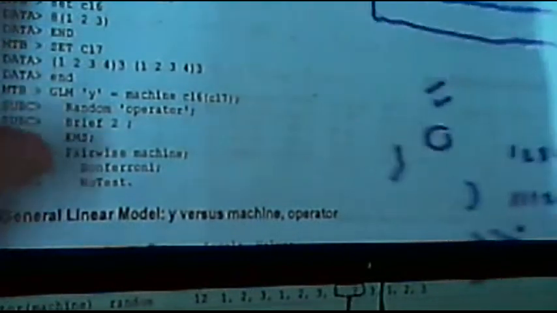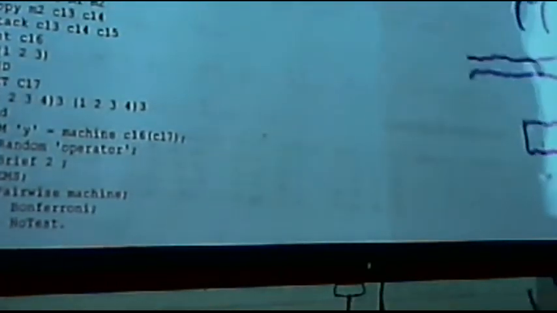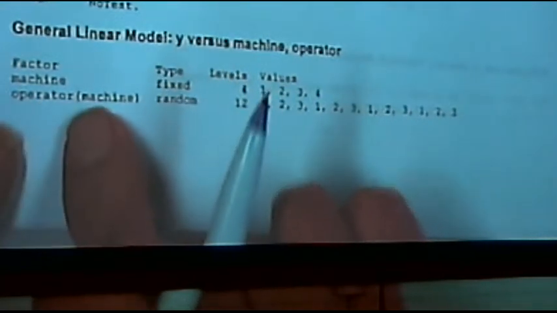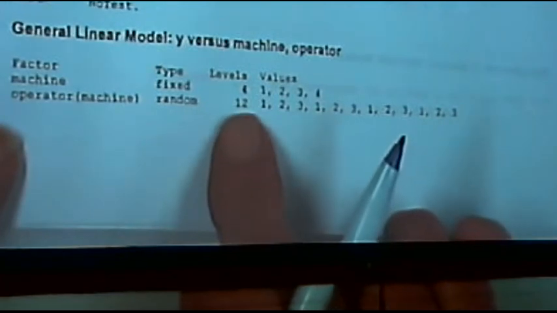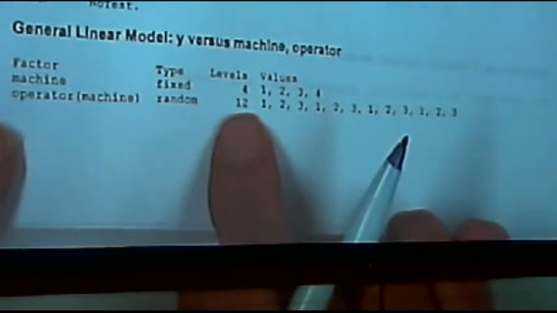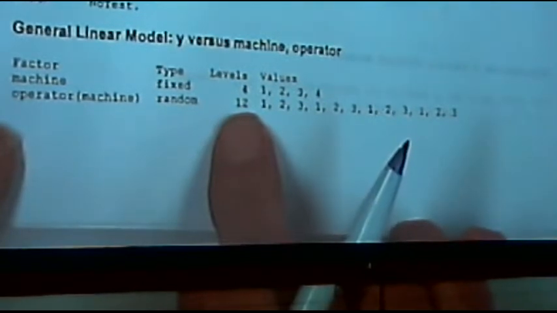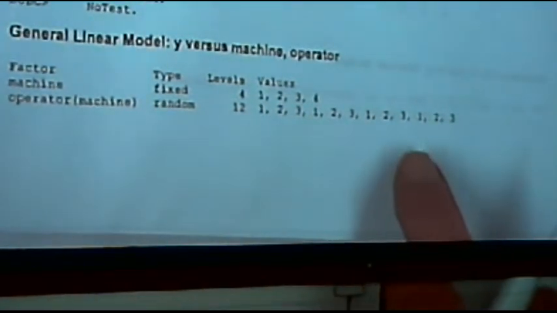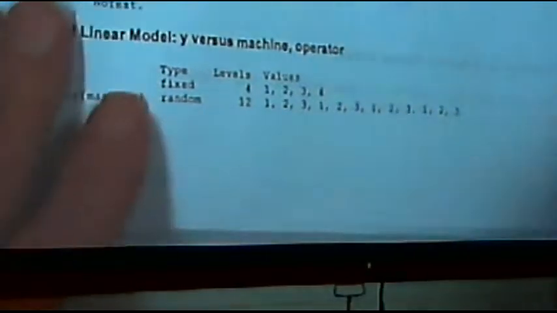So anyway, let's see what Minitab did. So it tells me machine has 4 levels, operator has 12 levels. And that's kind of clever to notice because it's operator parenthesis machine. Operator nested in machine has 12 levels. So it counted that there's 12 different operators in this experiment. Right? And here's the numbers used in that column, but there's 12 different operators in this experiment. Let's sort of pick that up in what we said.